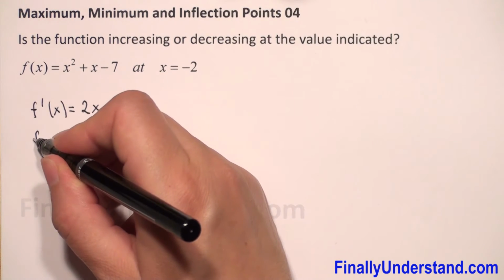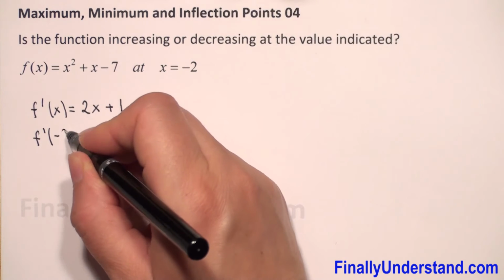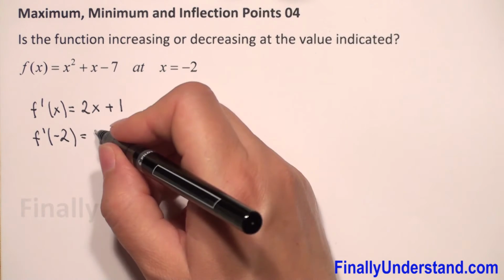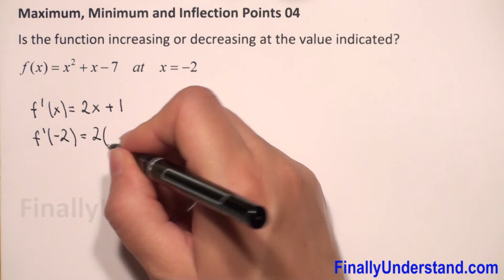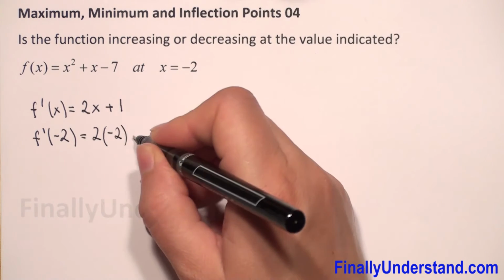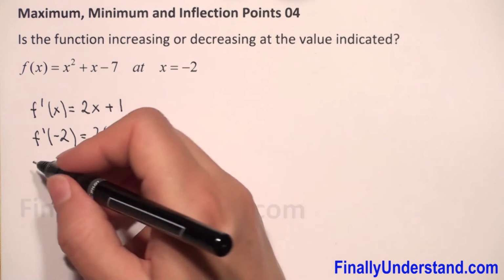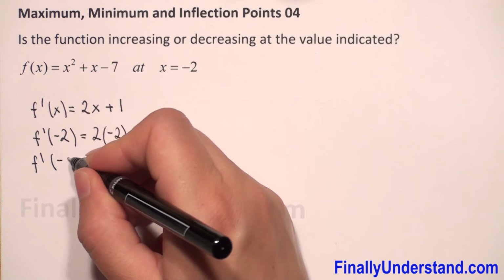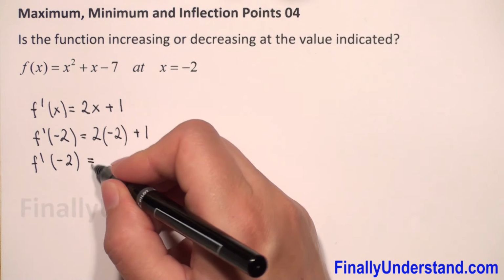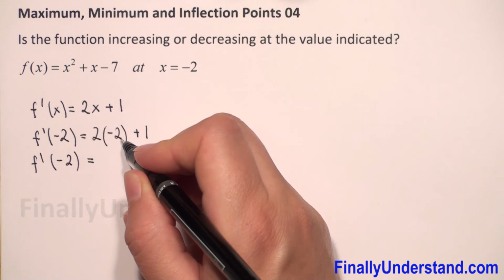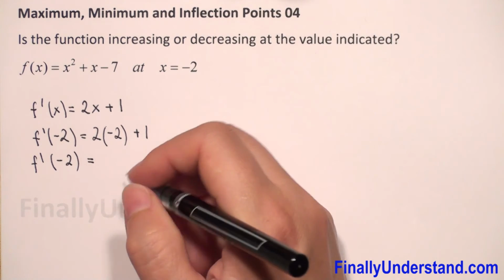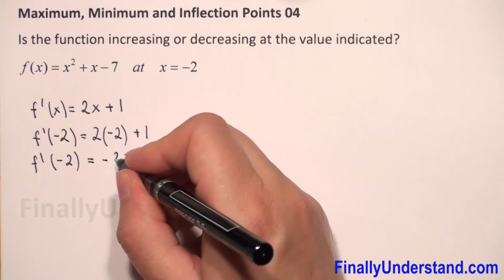So we have f prime of negative 2 is equal to 2 times negative 2 plus 1. So f prime of negative 2 is equal to 2 times negative 2, which is negative 4, plus 1, which is negative 3.